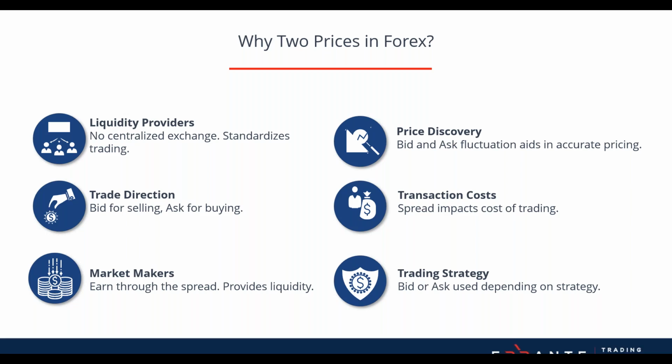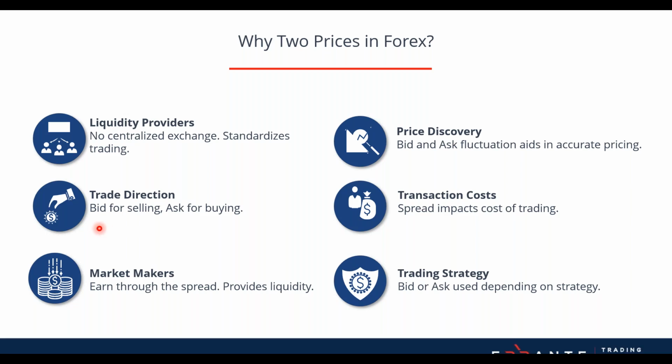Now, you might wonder why not just have one price. Well, the two-price system allows for a market to function continuously, facilitating instant transactions. When you want to buy, there is always a seller at the ask price. And when you want to sell, there is always a buyer at the bid price. So this continuous cycle ensures liquidity, one of the hallmarks of the forex market.